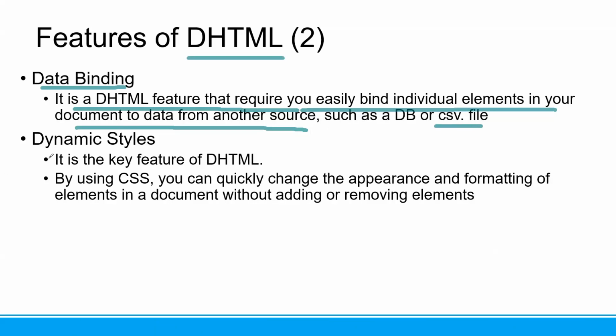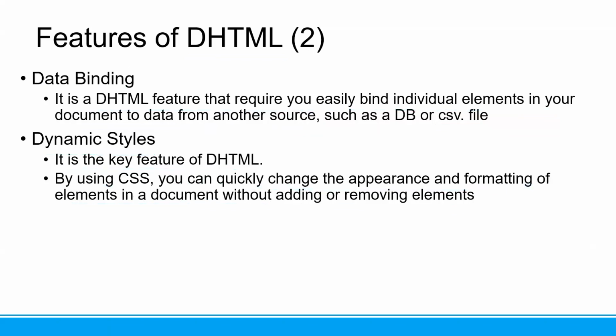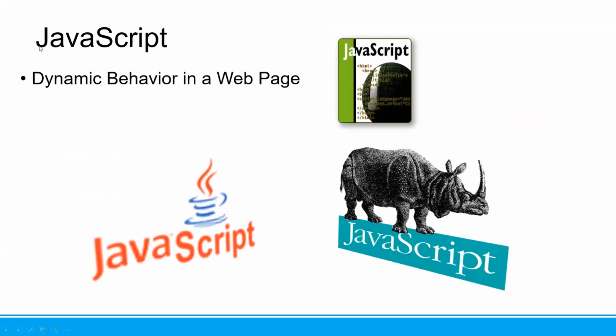And also the dynamic styles. I cannot show you many examples for this one. It is one of the key features of DHTML, and you can use CSS. So you can quickly change the appearance and formatting of elements in the document without adding or removing elements. So those are some features that we can check if we use DHTML. And for this course, I'm going to teach you only JavaScript because CSS is more about design. So I will skip the CSS part.